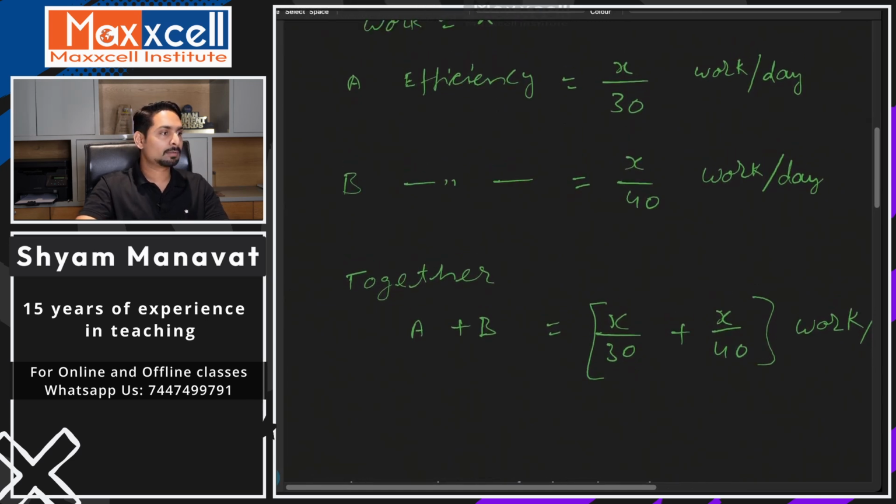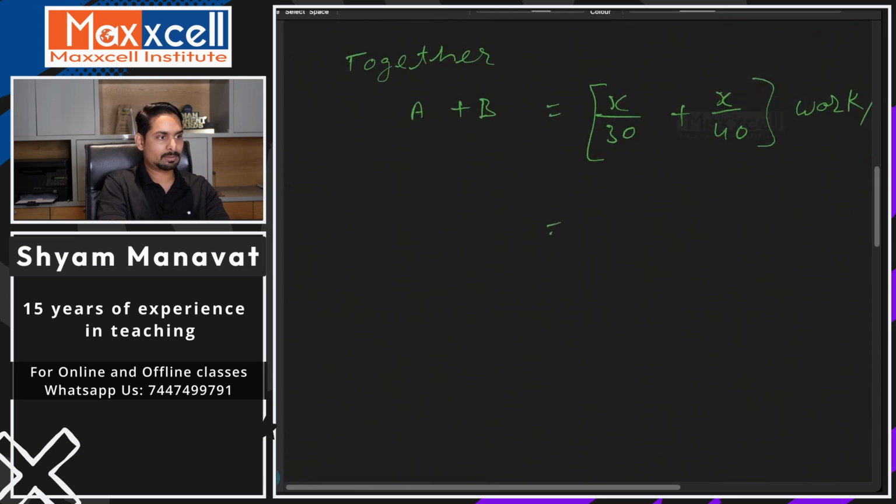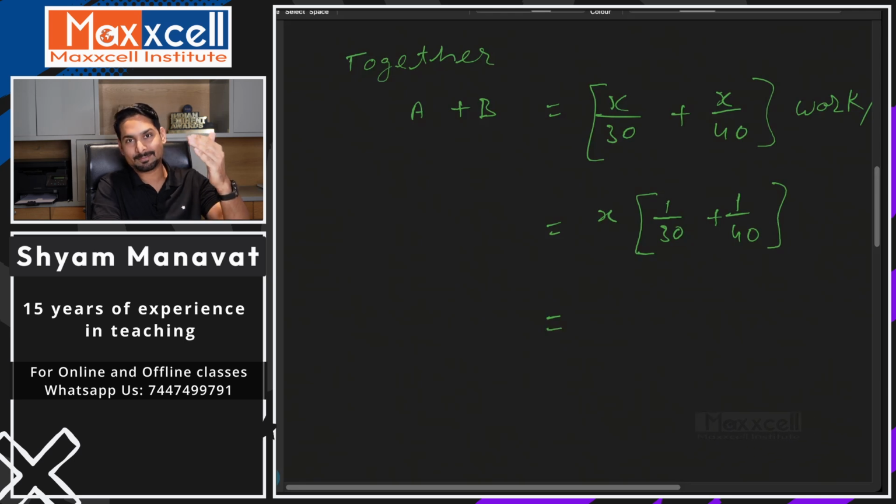Now let me simplify this. Let me not write like X upon 30, X upon 40. I'll take X common, divided by 1 upon 30 plus 1 upon 40. You know, I am solving the first question of this chapter, so that's why I am writing all these steps. And I have told you that if you want to learn shortcuts, first make your foundation stronger.